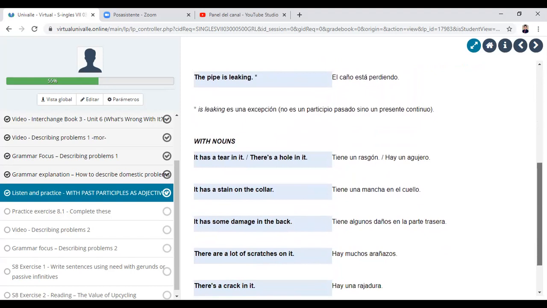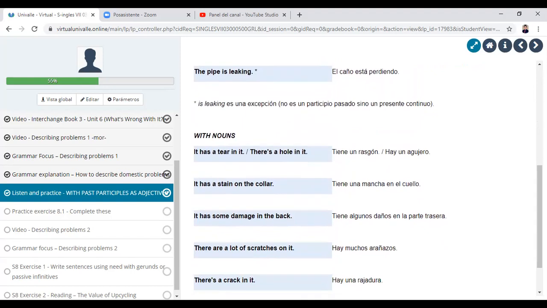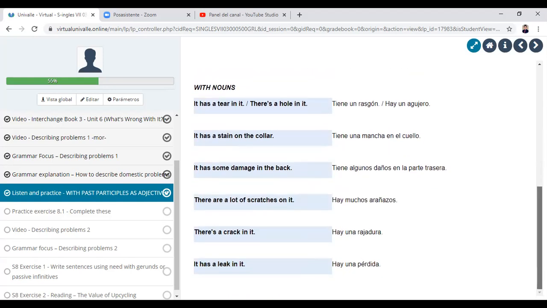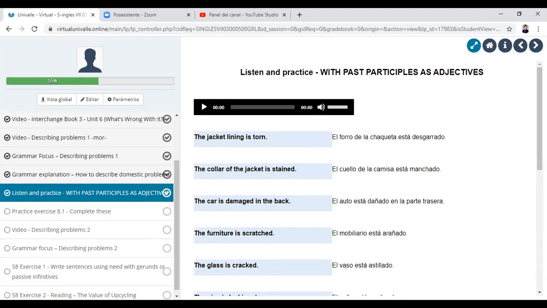With nouns, it has a tear and more. There is a hole in it. Tiene un rasgón o hay un agujero. It has a stain on the collar. Tiene una mancha en el cuello. It has some damage in the back. Tiene algunos daños en la parte trasera. There are a lot of scratches on it. Hay muchos arañazos. There's a crack in it. And it has a leak in it. Hay una pérdida. We're gonna play the track and we are going to listen.